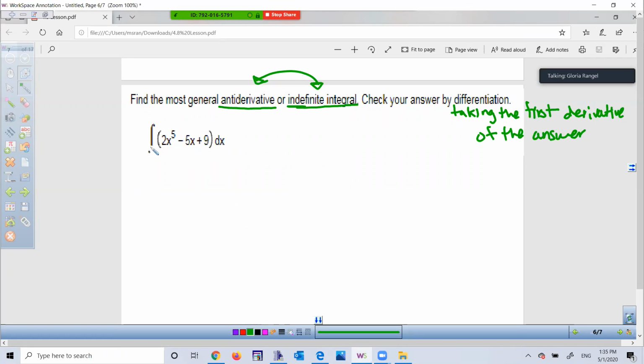You have to do the integral, or find the antiderivative, of 2x to the fifth minus 5x plus 9. So every time you have a plus or minus in a function, treat the term after the plus or after the minus as a separate term. So what you're going to do here is rewrite this in the following way.